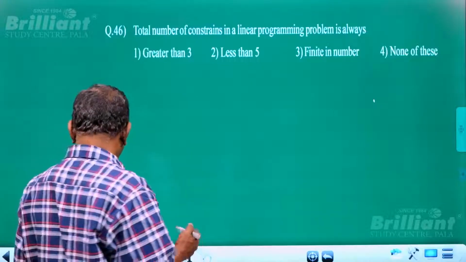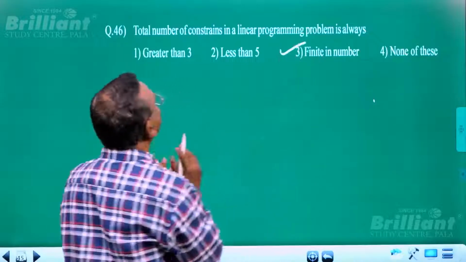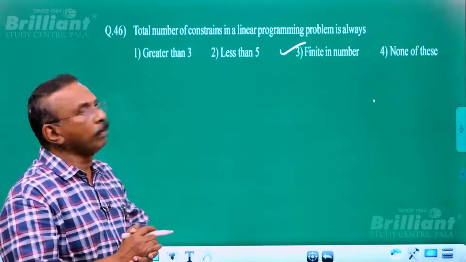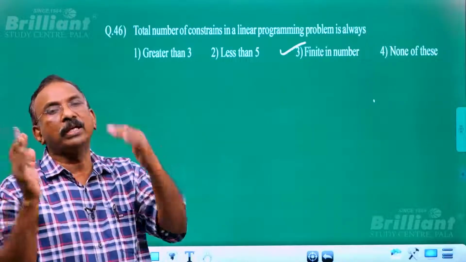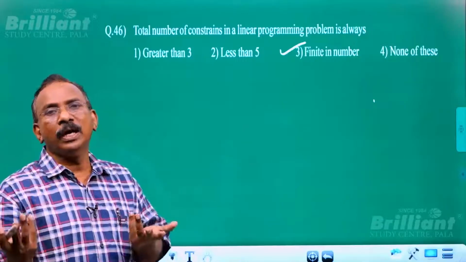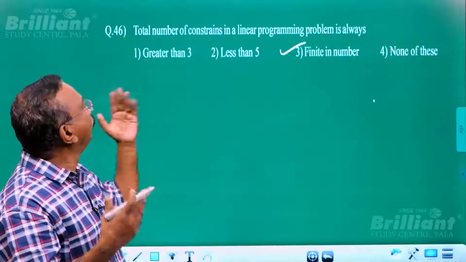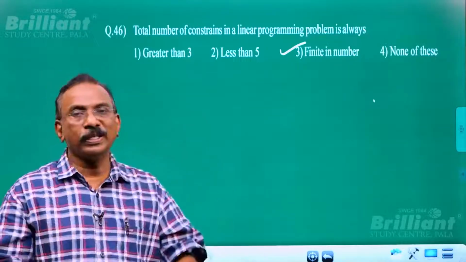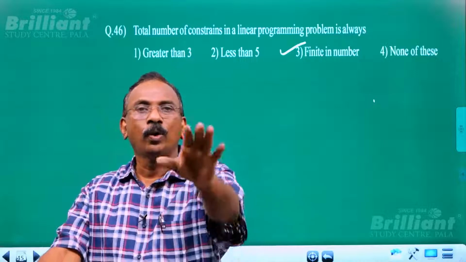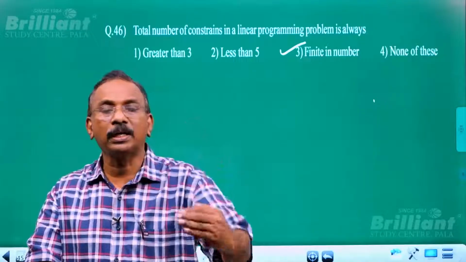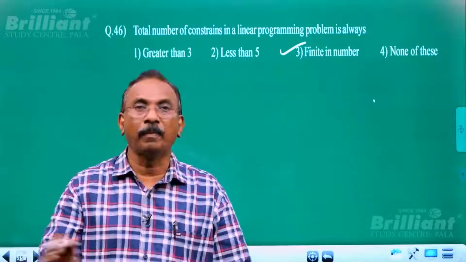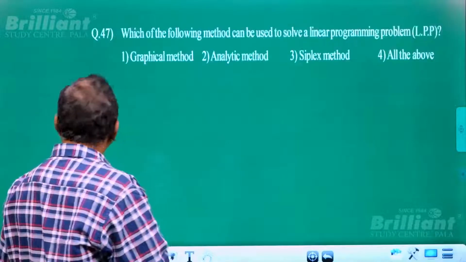So it's a direct question: the number of constraints in a linear programming problem is always a finite number. That may be less or more, depending on our conditions. So there is no restriction to only 3 or 4. So a finite number is the correct answer for that problem. Now come to the next one.